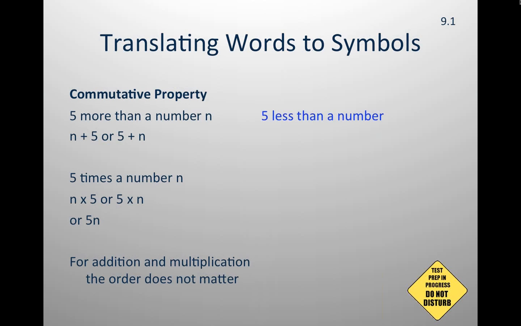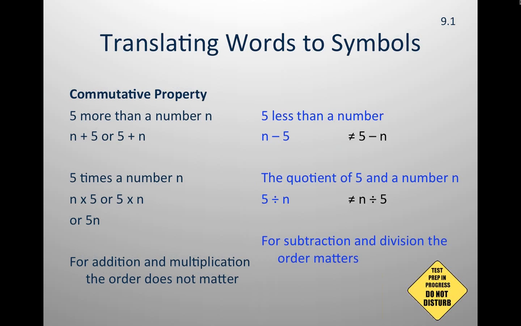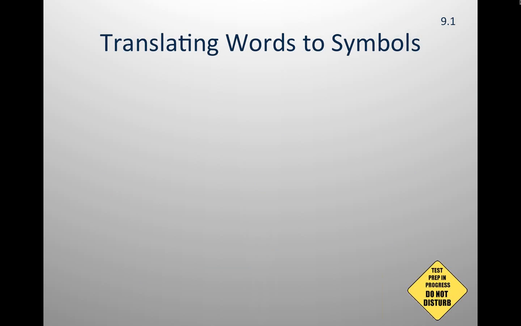With subtraction, the order does matter. 5 less than n has to be n minus 5. Okay, if you put 5 minus n, the answer is going to be wrong. It has to be n minus 5, with 5 less than n. The quotient of 5 and a number has to be 5 divided by a number. It cannot be n divided by 5, because division and subtraction are not commutative. So we have to be very careful with the order of the numbers when we're dealing with division and subtraction.